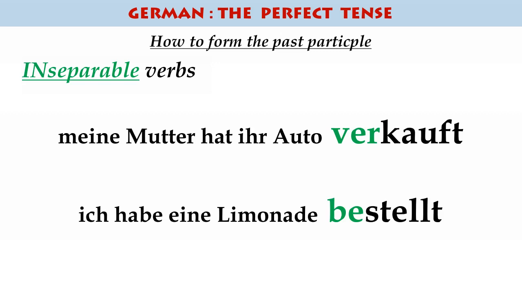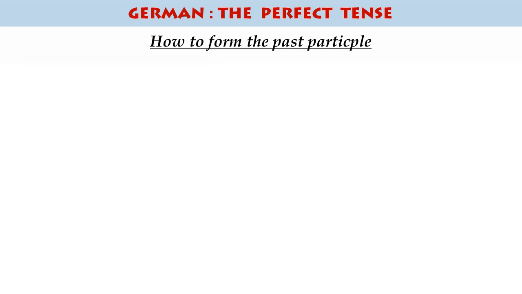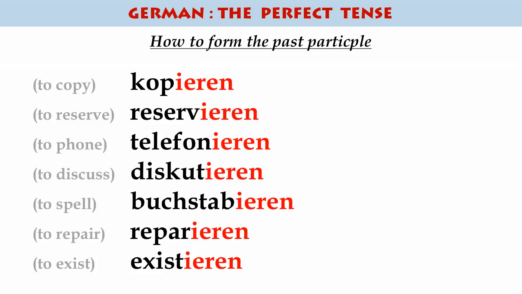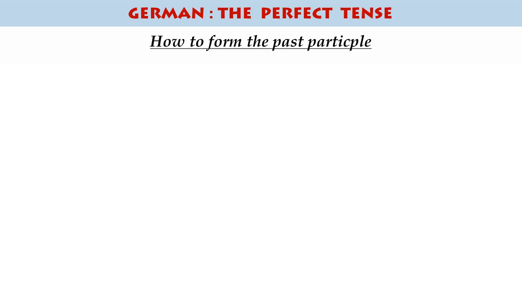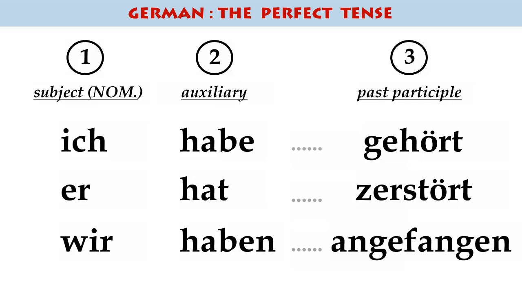And there's also a few verbs which don't have anything on the front, but they end in IEREN. And IEREN simply goes to iert. Here are just a few examples. Kopieren, to kopiert. Don't put GE on the front. I did not copy my homework. Ich habe meine Hausaufgaben nicht kopiert. Telefonieren, telefoniert. Diskutiert, repariert. And that is the way that the perfect tense is formed in German.